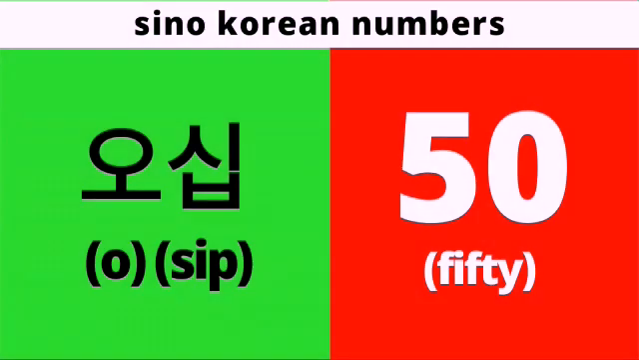Next is number 50. The Sino-Korean translation of this is o ship. O means number 5 and ship is the Korean translation for 10. So it's the same as saying 5 sets of 10, and that is equal to 50.